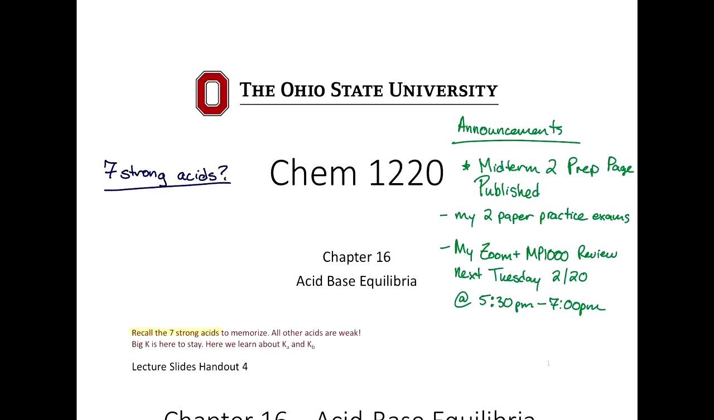The next two chapters, we're going to be exploring a lot of different big K values, but in general, understand that big K is products over reactants. And so when given a chemical equilibria, we still follow those same rules that we used in chapter 15. But this is specifically for acids and bases.